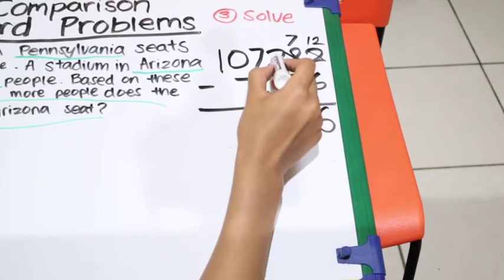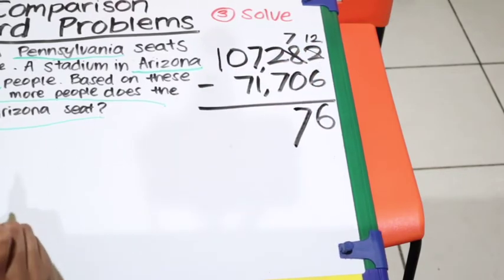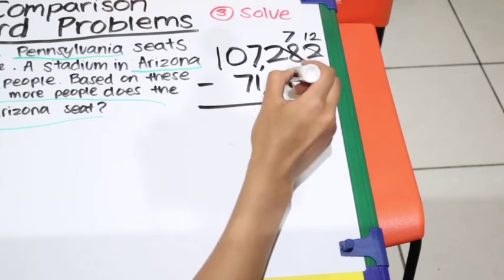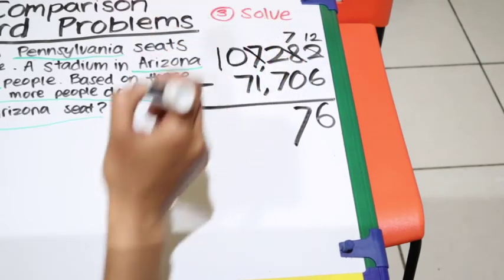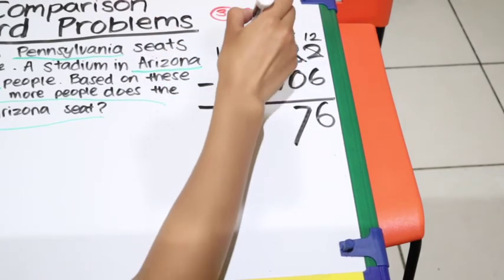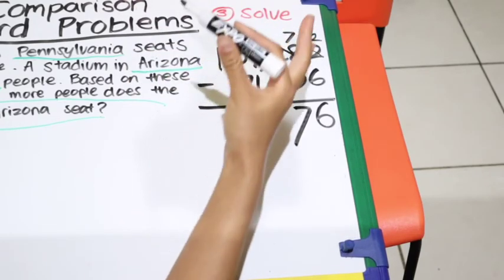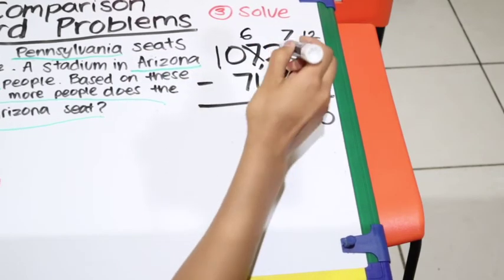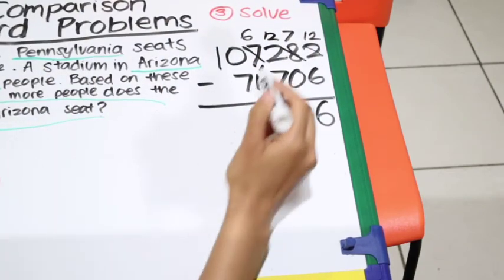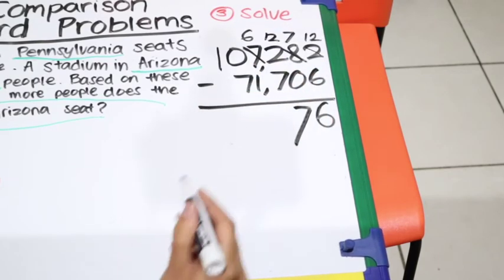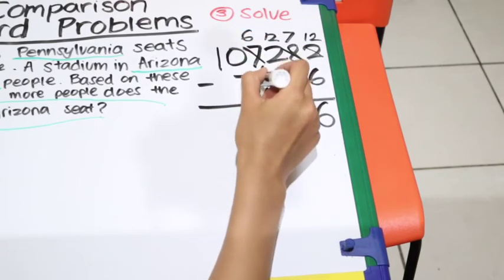Now I can walk on over to the hundreds place. Uh-oh, I can't subtract 7 groups of hundreds from only 2 groups of hundreds. So I'm going to grab a group of 10 from the next door neighbor, the thousands place, and this is going to become 6 because I grabbed that group of 10. 10 plus 2 is 12 groups. 12 minus 7 is 5. 6 minus 1 is 5.